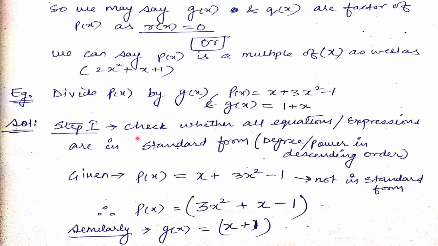Okay, so the first step is always to check whether all equations or expressions are in standard form or not. What is standard form? Degree or power in descending order. So if you have power 3, it should come first, then power 2, then power 1, then power 0. Understood? So we have written the numbers like this. Px becomes this thing and gx becomes this thing, x plus 1.